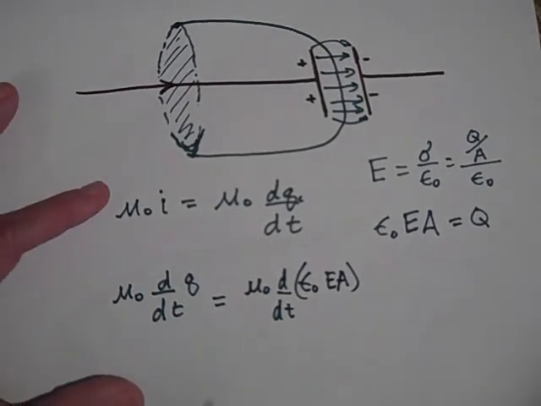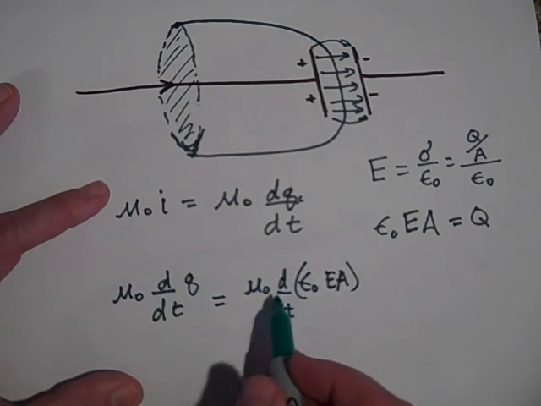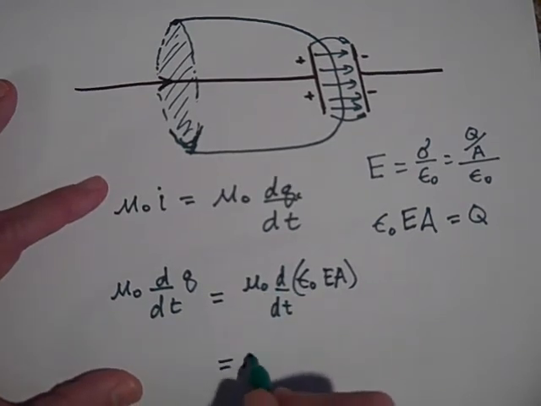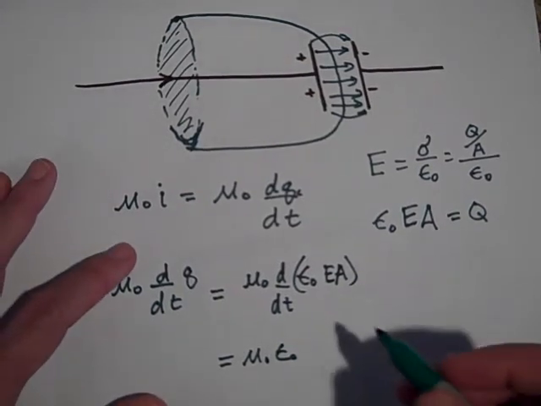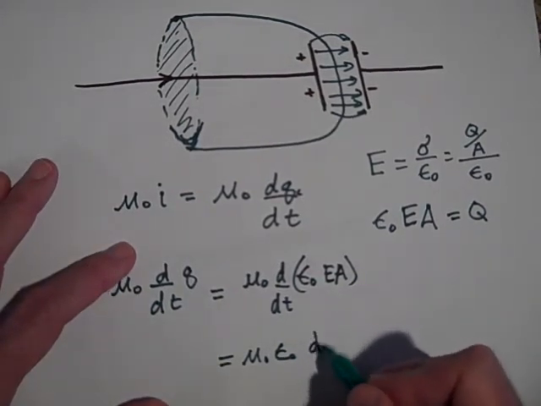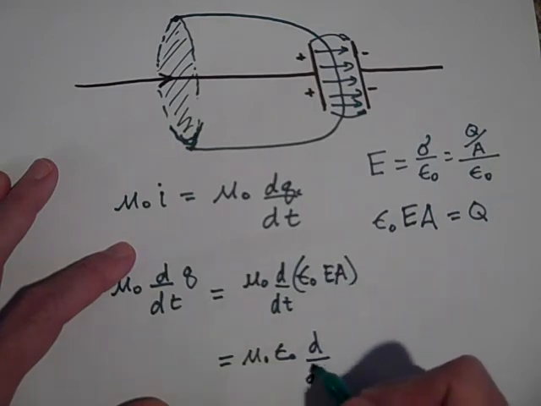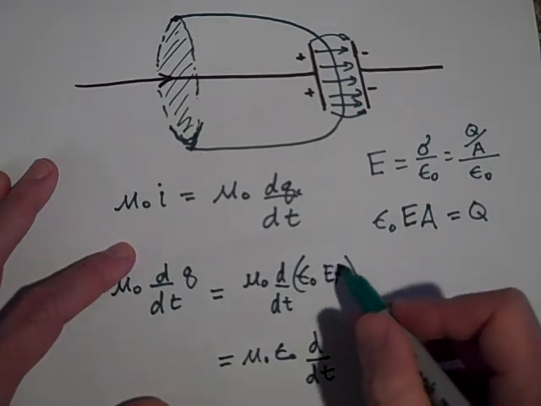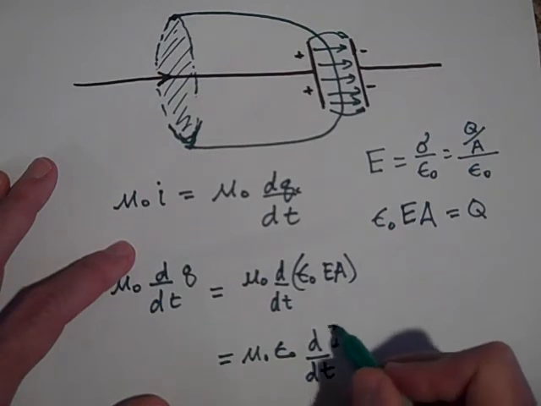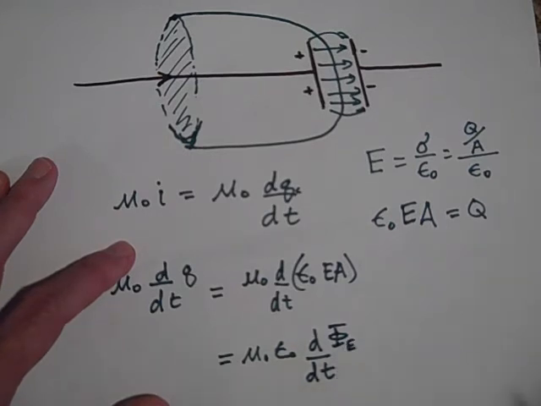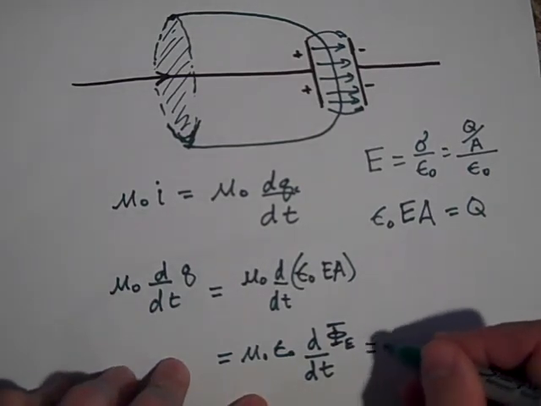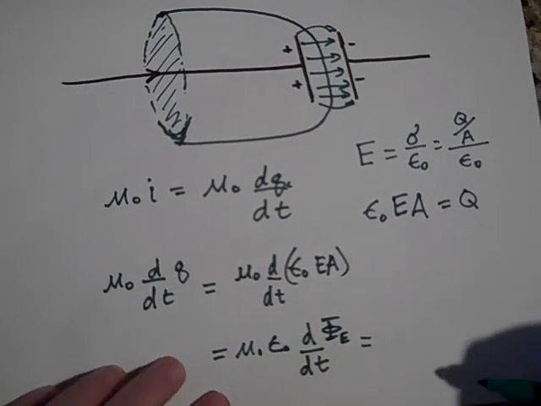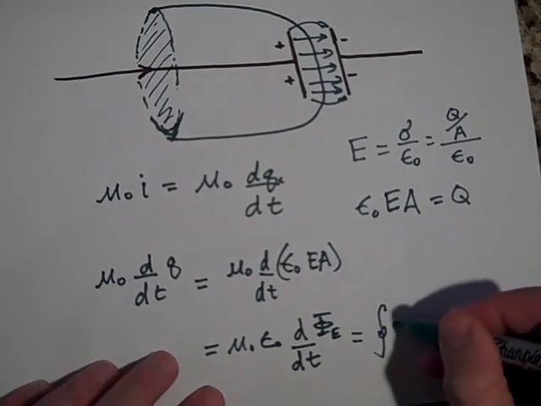Okay, so turns out that the epsilon naught is constant. It's just a constant, so it's going to be mu naught times epsilon naught. I pulled that out of the derivative, rather. And then it's the derivative of E times A with respect to time. But E times A is the electric flux. And so that is going to be our new displacement current. That is also going to be equal to the integral of B dot dl.